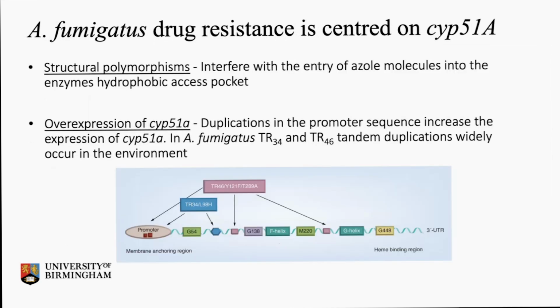So you saw this slide in Matt's talk. Aspergillus fumigatus drug resistance is centered around a gene called CYP51A. And the most common polymorphism to cause azole resistance in Aspergillus fumigatus is a tandem repeat of 34 base pairs in the promoter, coupled with a leucine to histidine amino acid change at codon 98. There's also another polymorphism with a tandem repeat of 46 base pairs and 2 amino acid changes as well, but TR34 is the most common.